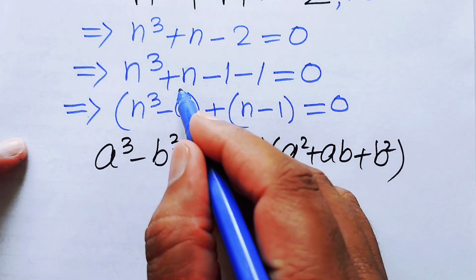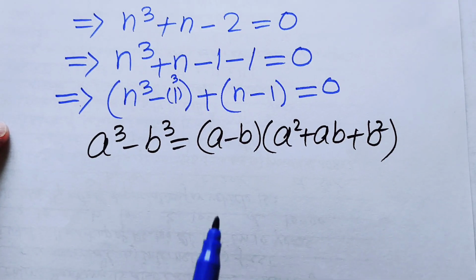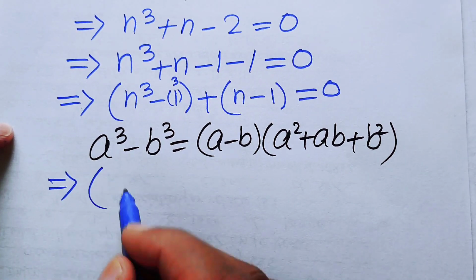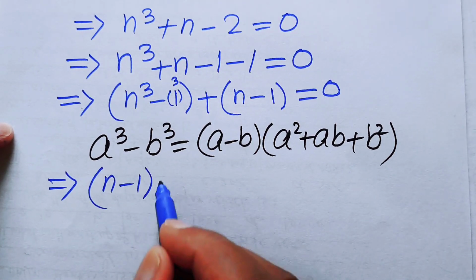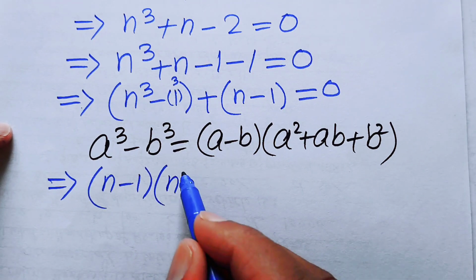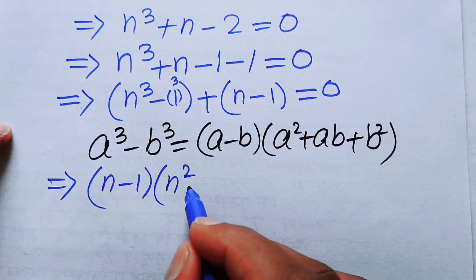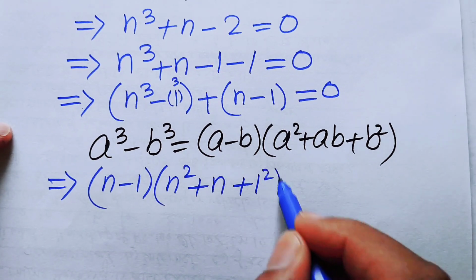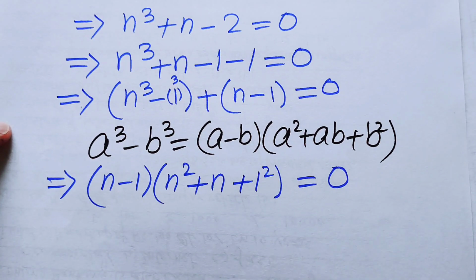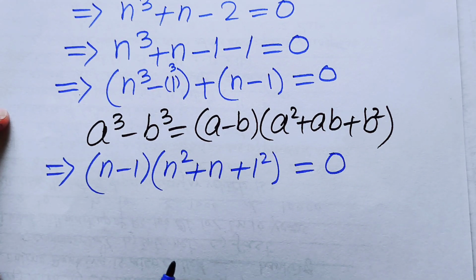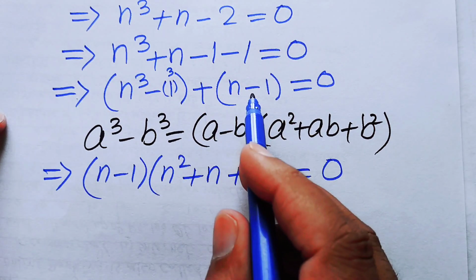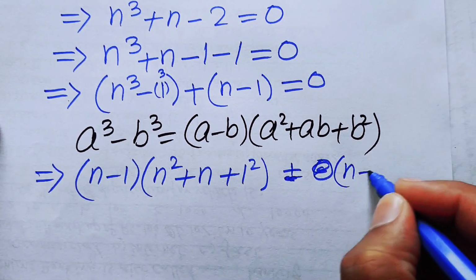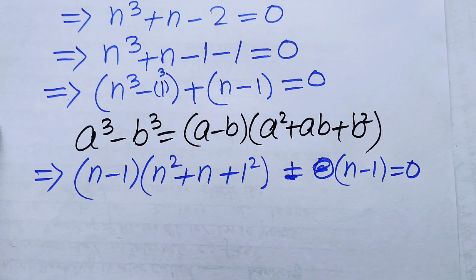So now I can apply this cubic formula on the first term, and here I can write this one as 1 cubed, so that now we can apply this cubic formula on the first term, and you will get n minus 1 times n squared plus n plus 1 squared, and this whole plus n minus 1 is equal to 0.